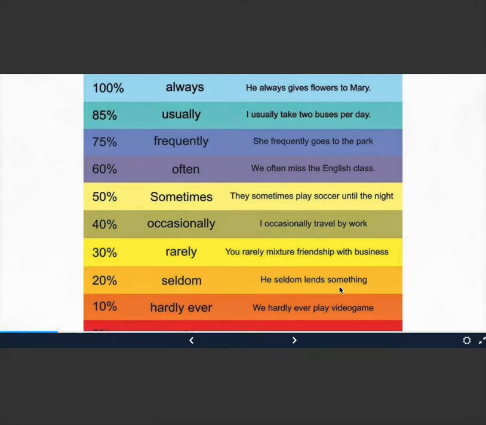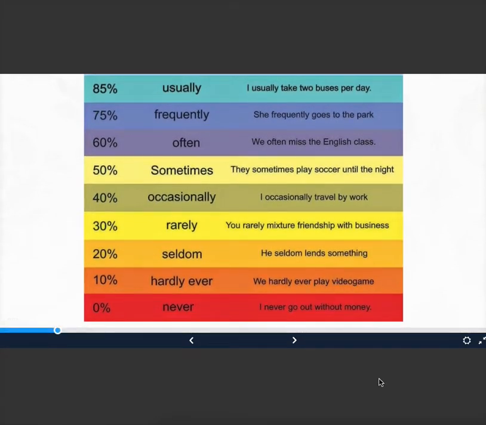And finally, my dears, we have something that we use a lot and is never. Never is going to show you a 0% of frequency. That is something that doesn't happen in your life. So, what is the meaning of never, babies? Nunca. So this is one frequency adverb that we use a lot, but it represents nunca. So we are going to check the example. Vero, can you please help me reading that example? Yes, miss. I never go out without money. Thank you. So I never go out without money. I never leave my home without money because something may happen, and if I don't have money, that can be a problem. Okay, so never.